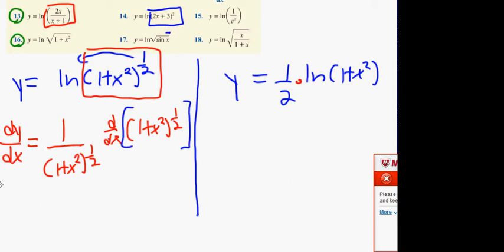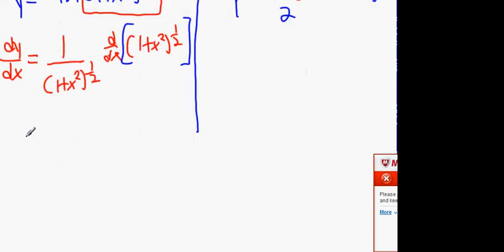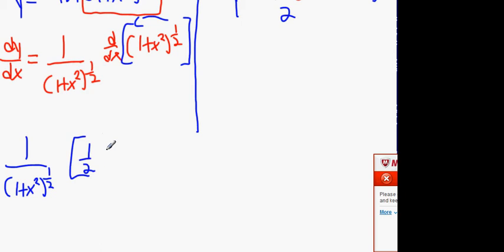Once we've done this, it's going to be 1 over 1 plus x squared to the power of a half, and then we're going to differentiate this. Now, differentiating this is difficult. The half goes to the front. What's in the brackets never changes. Take 1 away from the power. Differentiate what was in the bracket, and when we differentiate that, we get 2x.